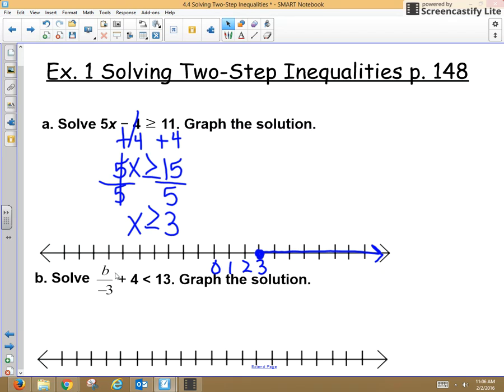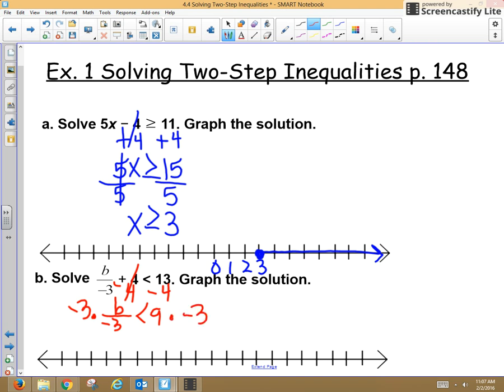We have b divided by negative 3 plus 4 must be less than 13. The first thing I'm going to do is subtract 4 from both sides to start to isolate the variable. Now I bring down b divided by negative 3 must be less than 9. To isolate b, if it's being divided by negative 3, I have to do the inverse operation, which would be to multiply by negative 3. Now, anytime you divide or multiply by a negative, you must reverse the symbol. And there we go. 9 times negative 3 is negative 27.